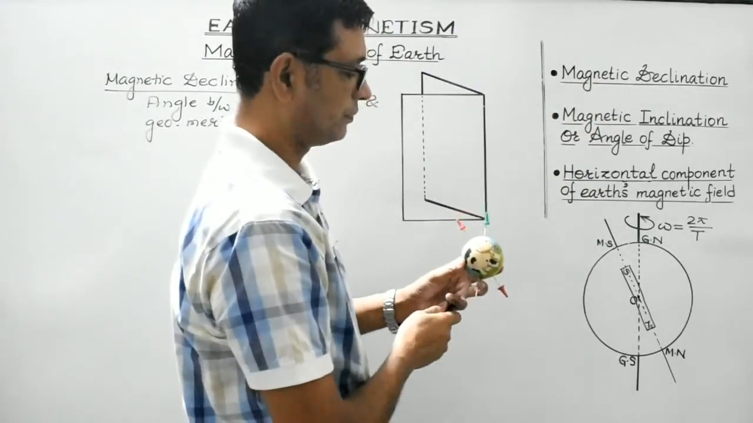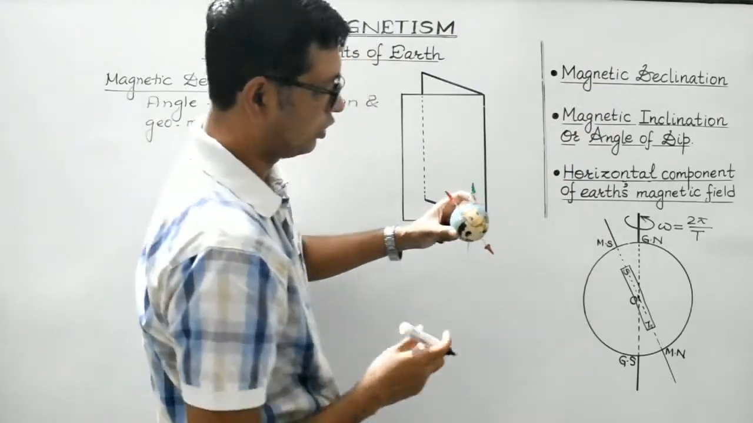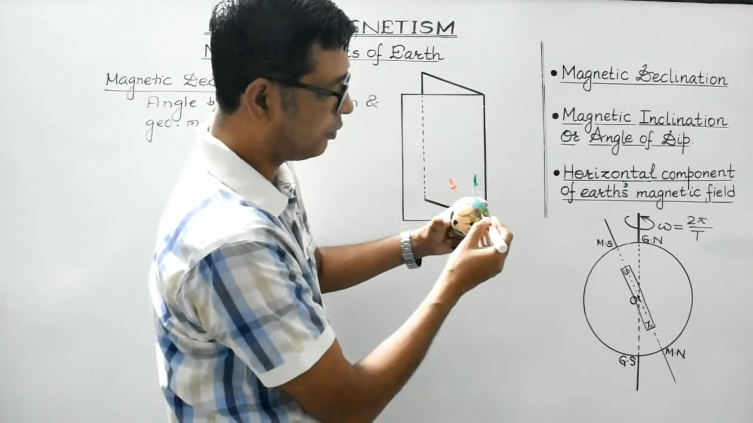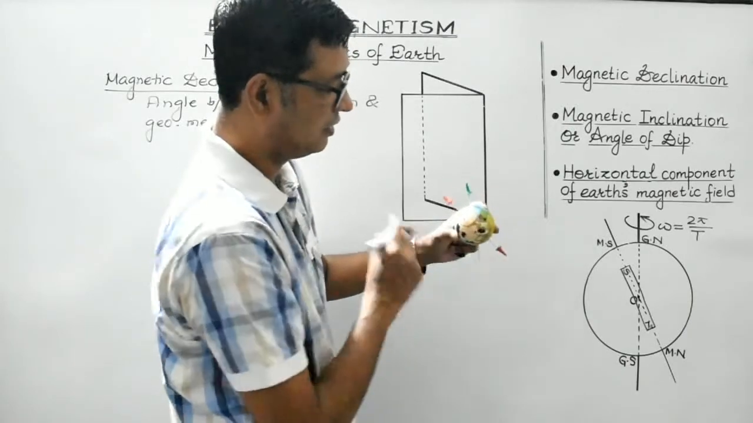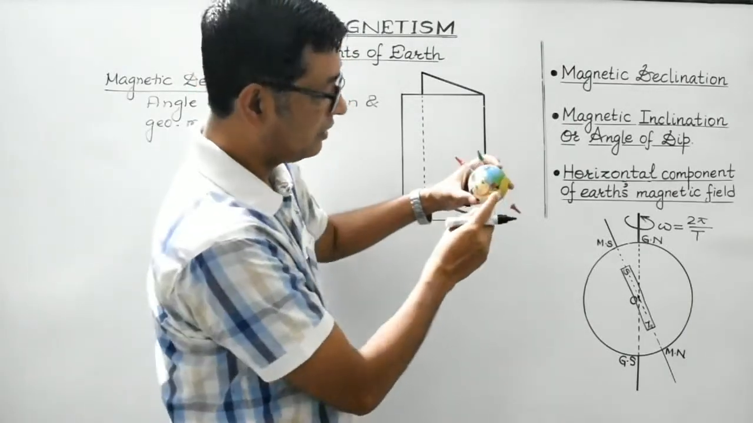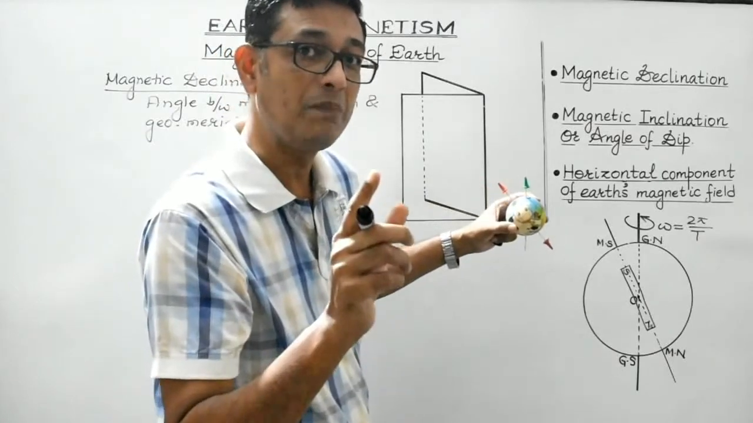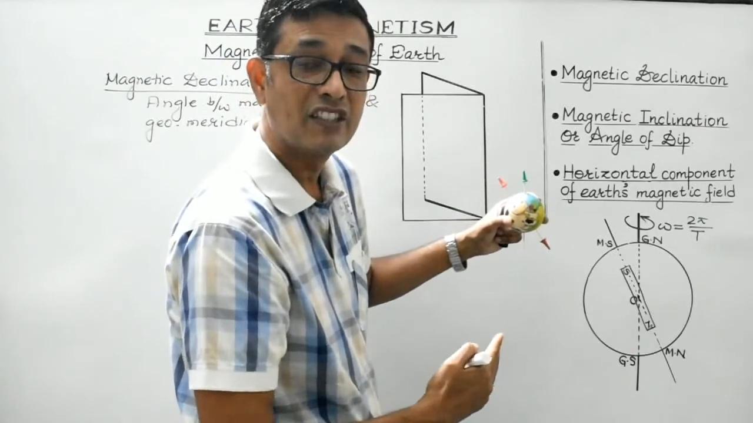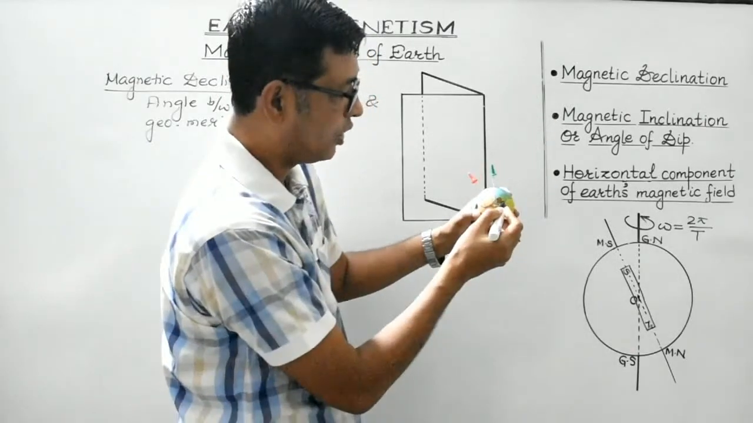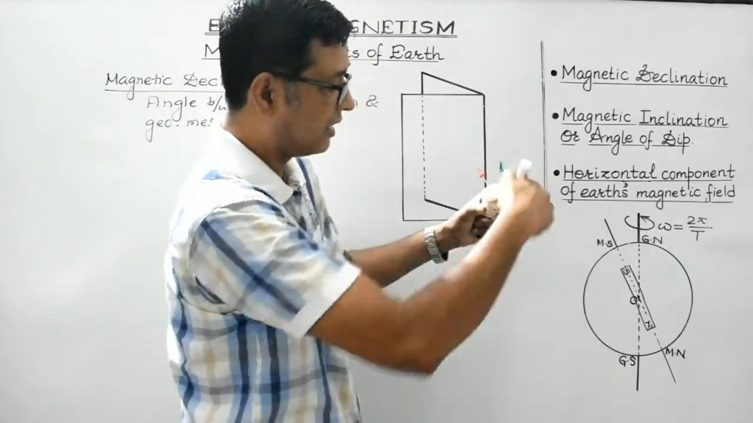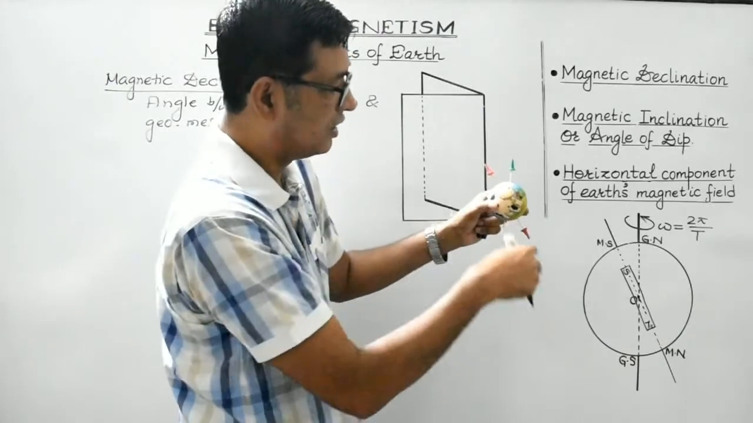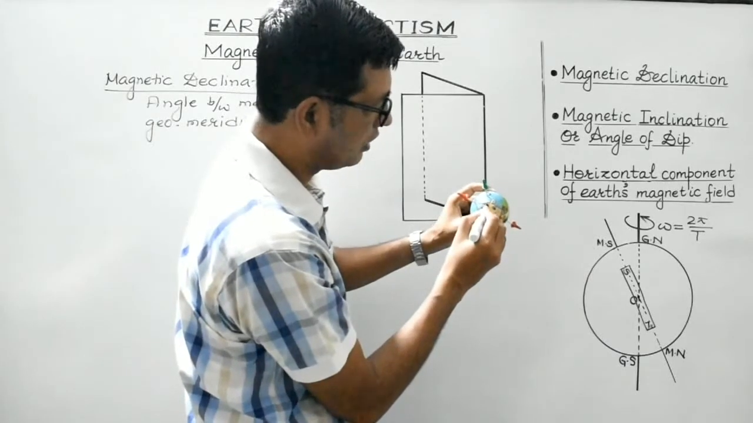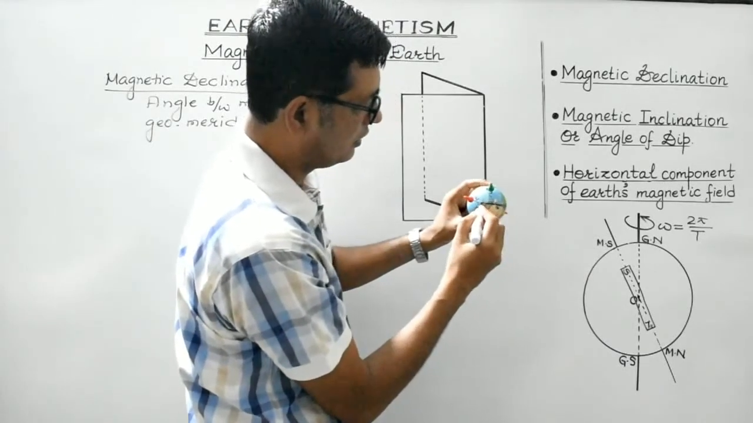Suppose, students, look, this is the point. Let us consider this to be Pathankot. This is where we reside. This is Pathankot, right? At this place, we need to find out the magnetic declination. So what we'll do is, we will consider a vertical plane passing through this point and the magnetic axis. The red one is the magnetic axis. So this is the line. I am drawing it over here. You can easily see it like this. This is the line drawn.